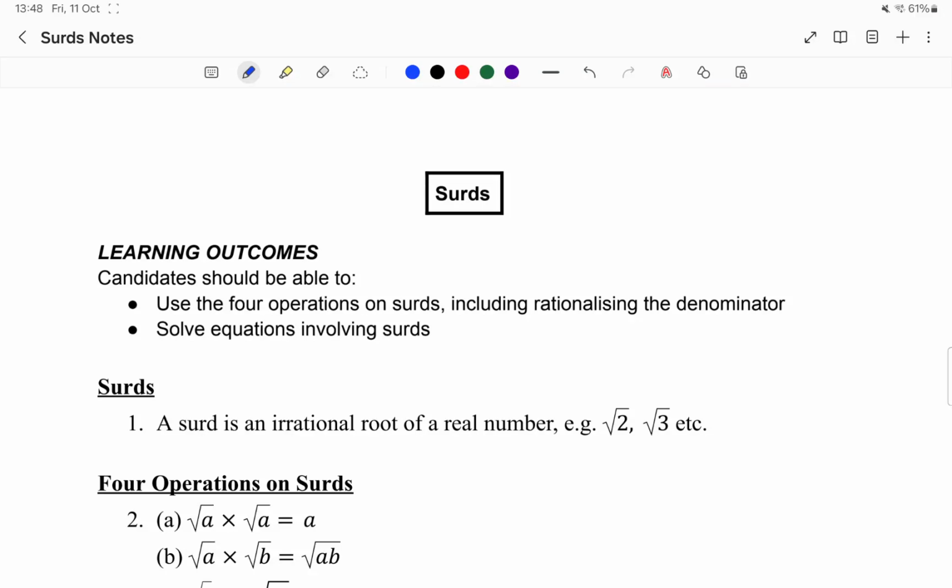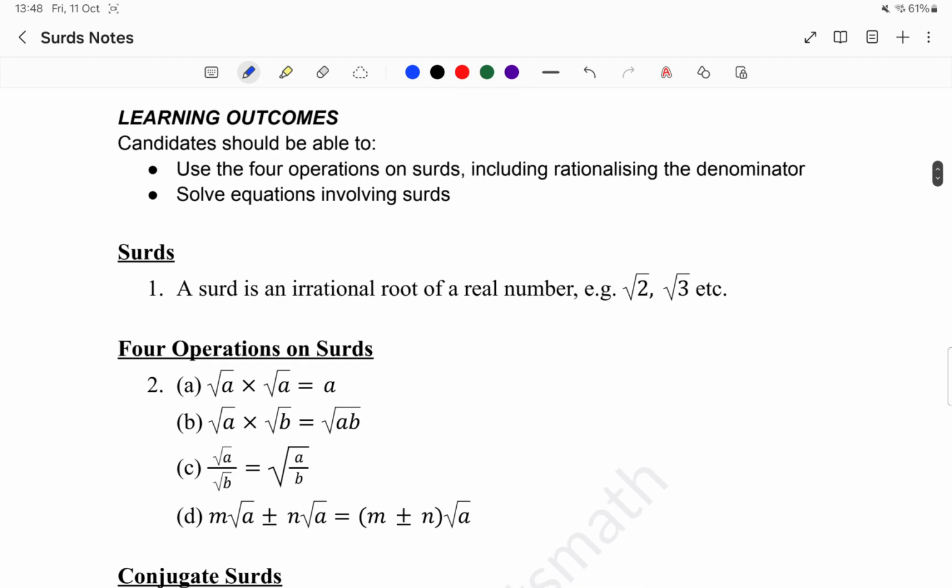Hey, hello everyone. So welcome to this lecture on Surds. If you look at the learning outcomes, it's very little. But the most important thing here is you need to know how to rationalize the denominator. This is a very important skill and will definitely come out in your O-level exam for A Math. The next one will be solving equations involving surds.